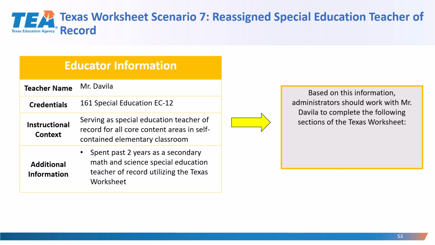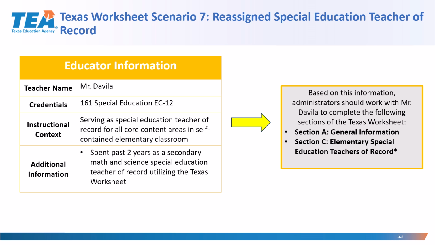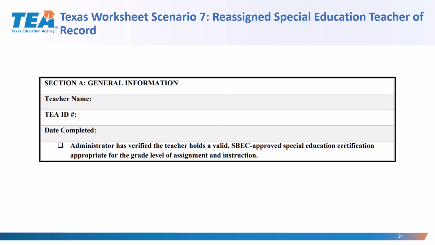Based on this information, administrators will work with Mr. Davila to complete the following sections of the Texas Worksheet. Section A, General Information. Section C, Elementary Special Education Teachers of Record. And Section F, Administrator Assurances. Within Section A, the teacher's name, their TEA ID number, and the date the worksheet was completed will be documented here.